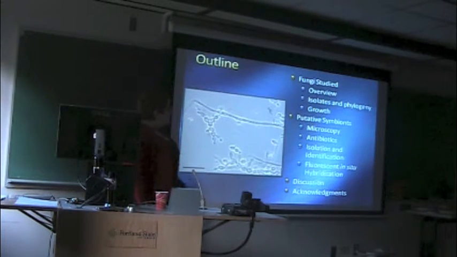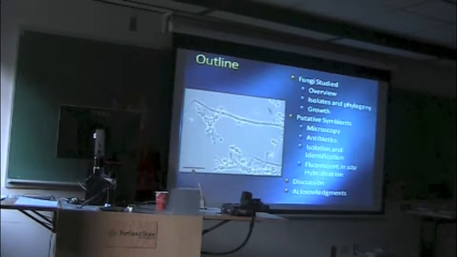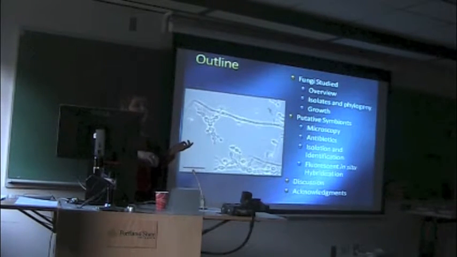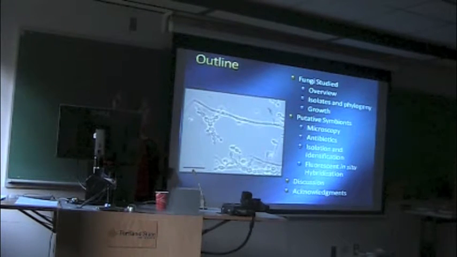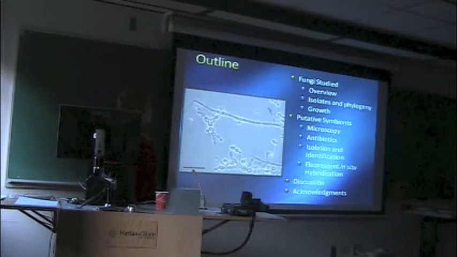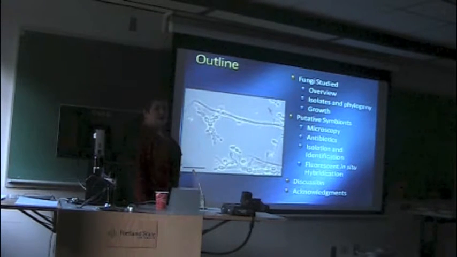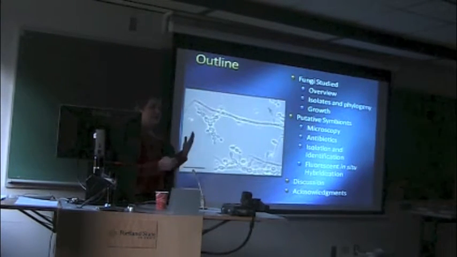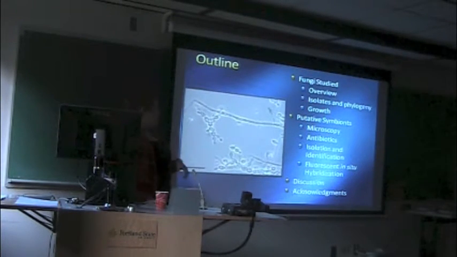So, a general outline of my presentation today. First, I'm going to talk a little bit about the fungi that I studied, and we're going to have a little bit of an overview, just a quick run through of some of the topics I'm going to be talking about. Then I'll talk about the isolation and phylogeny of the fungus and some of the growth parameters that I went through and established for them. I'm then going to talk about the putative symbionts. We're going to look at some microscopic images. I'm going to talk about the experiments we do with antibiotics and the endosymbionts, the isolation and identification of the bacteria, and then finally the fluorescent in situ hybridization experiments that I did. And then I'm going to have a little discussion. We're going to try to wrap some of this up, what we've talked about with the fungus, what we've talked about with the bacteria, and acknowledgements.